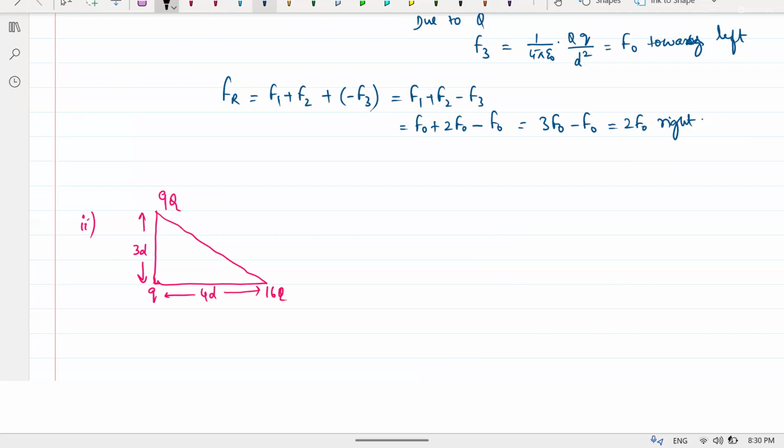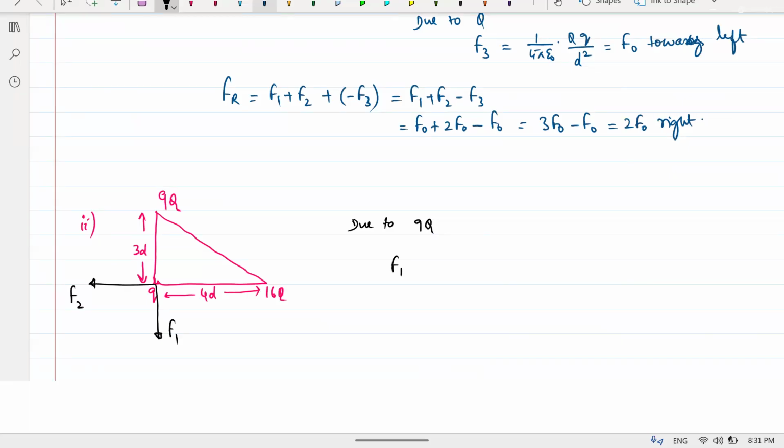So, just due to 9Q. You tell me. 9Q will exert a force on the small charge in its direction, the downward direction like this, F1. And 16Q will exert a force on the small charge in this direction. This will be F2.